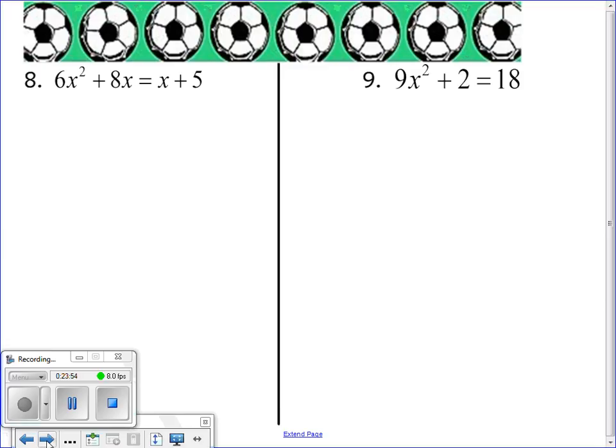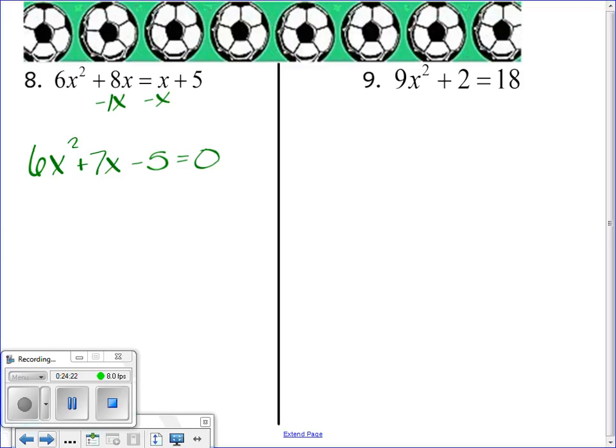Good, very good. Guys, on this one, I have x's on both sides, but we know we need to move everything, right? So when I go to subtract this x, that becomes 7x. If you have like terms, you can actually put those together. And then what am I going to have? Minus 5 equals 0, right? Because we subtract that over. So if you have some extra stuff, there's like terms, just go ahead and put those together.